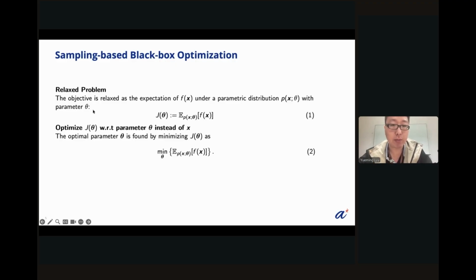When we want to optimize a black box function f(x), we relax the problem as an expectation under some parametric distribution P. So the new problem becomes J(theta). Now we optimize the parameter theta of the distribution, not f(x) itself.